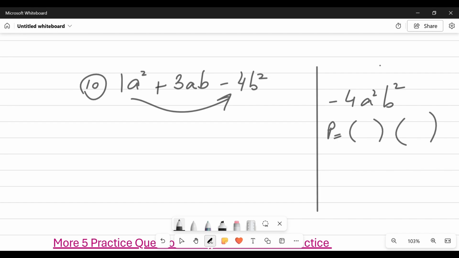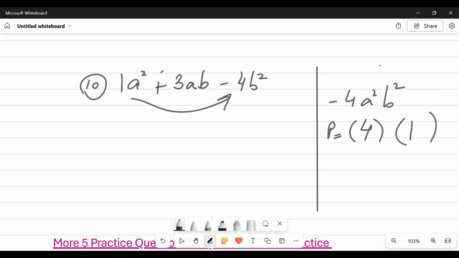Yes, what we need to do? 2 twos are 4. No, I want 3. No. 3 times 4 doesn't come. 4 ones are 4. Yes, 4 ones are 4. When we subtract it, we'll get 3. Okay, we have found the factors. 4 ones are 4. Okay, so 1 means a and b.